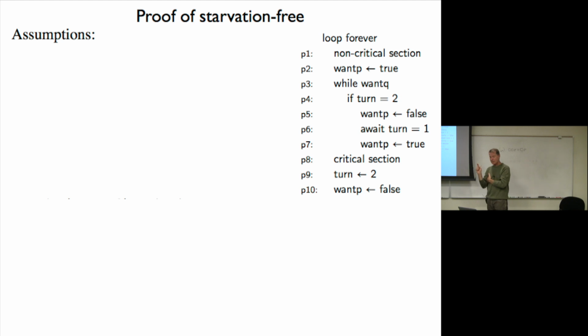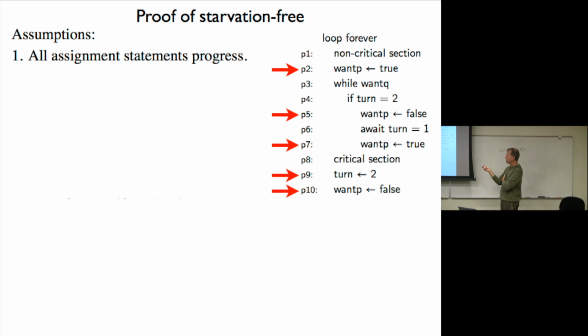But now, to prove starvation-free, we're going to have a number of assumptions. And here they all are. So try to follow this now. First of all, we are going to assume that all assignment statements progress. That's number one. Now, what do we mean by progress? We mean that if you're at P2, there's no problem assigning want P to true. We'll progress to P3. So that's an assignment statement. P5 is an assignment statement. P7 and P9 are assignment statements, and so is P10. So all assignment statements progress.